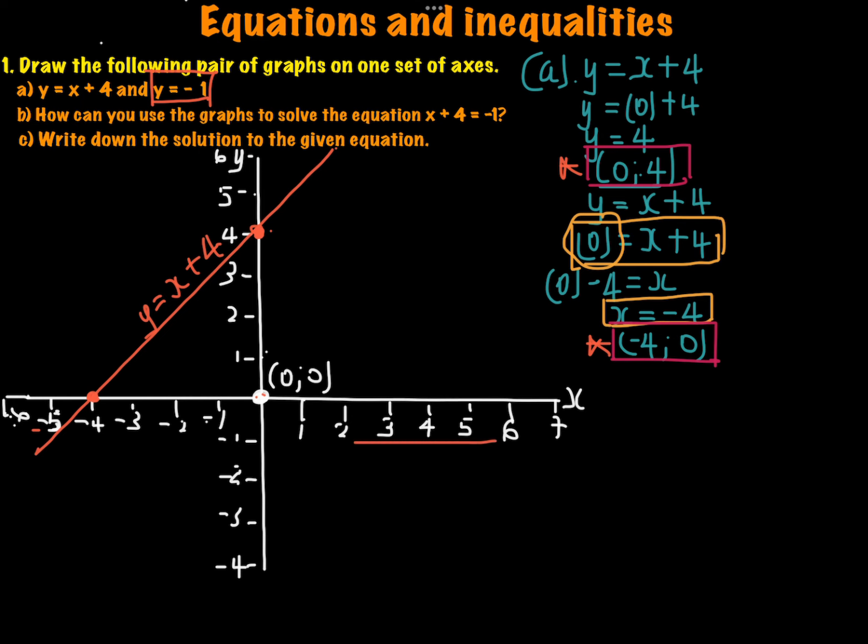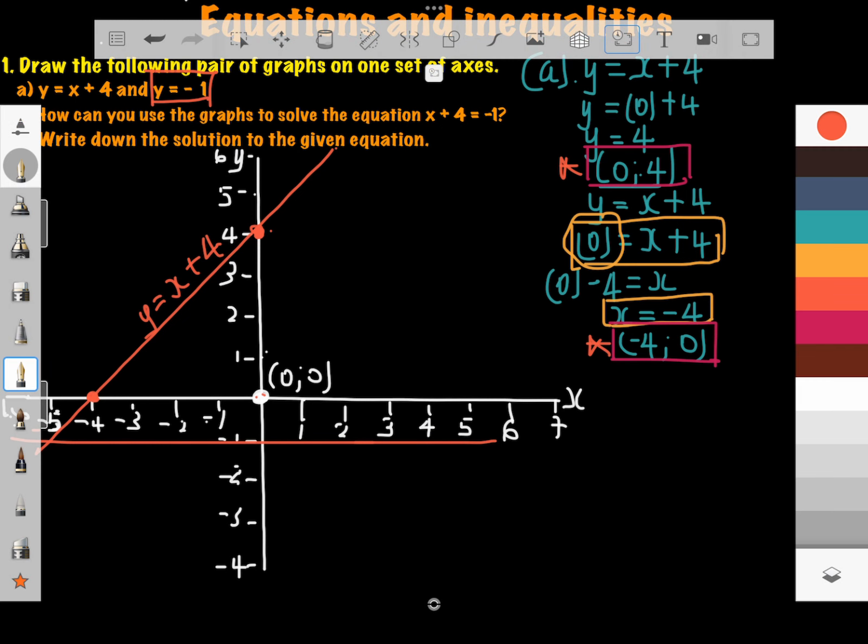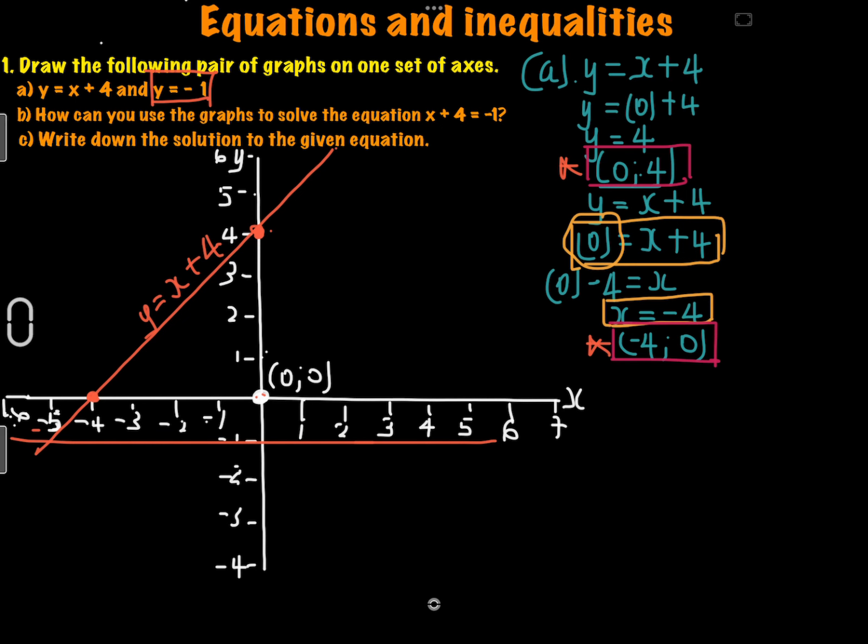Remember, the gradient is simply 0. So that's our solid line. So what we have done now is address the first question that asks us to draw the pair of graphs on one set of axes. So the equation for this line is y is equal to simply -1. Now notice the gradient is simply 0.